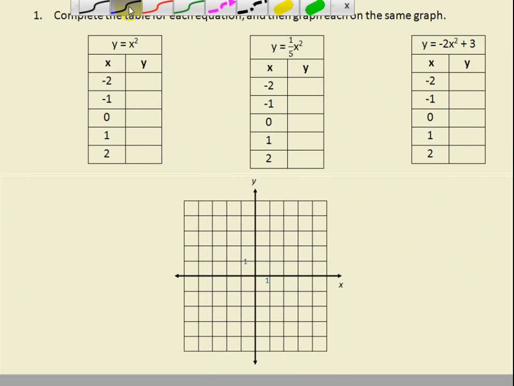In our first case, we have y equals x squared. This is a basic parabola, the starting point for other parabolas, other equations that will have some additional features. For now, let's take these values of x and square them to get our value of y. When we square negative 2, that's a negative 2 times a negative 2, so we get a positive 4. When we square negative 1, likewise it's a negative times a negative, we end up with a positive 1. When we square 0, we get 0. 1 squared is 1, and 2 squared is 4.